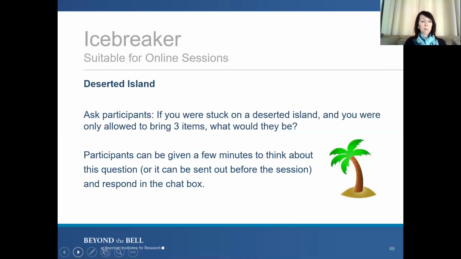Another icebreaker suitable for online sessions is the deserted island. You can ask participants, if you were stuck on a deserted island and you were only allowed to bring 3 items, what would they be? Participants, again, can be given a few minutes, or you can send it out before the session and respond in the chat box. Those responses are typically really interesting and kind of telling, and they're really fun.